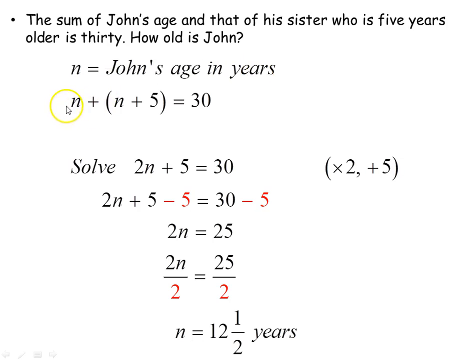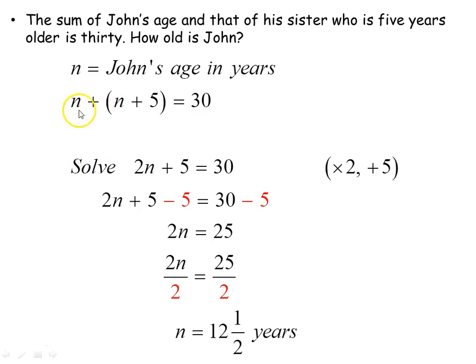Now, this leads to the following equation, because we know that his sister is 5 years older than him. So whatever John is, n, his sister is that age plus 5. So his sister is n plus 5. And we know the sum, which is to add, n plus n plus 5 is equal to 30. Because the sum of John's age and that of his sister, who is 5 years older, is 30. So n, John's age, plus his sister's age, n plus 5, and sum it together, add it all together, gives us 30.